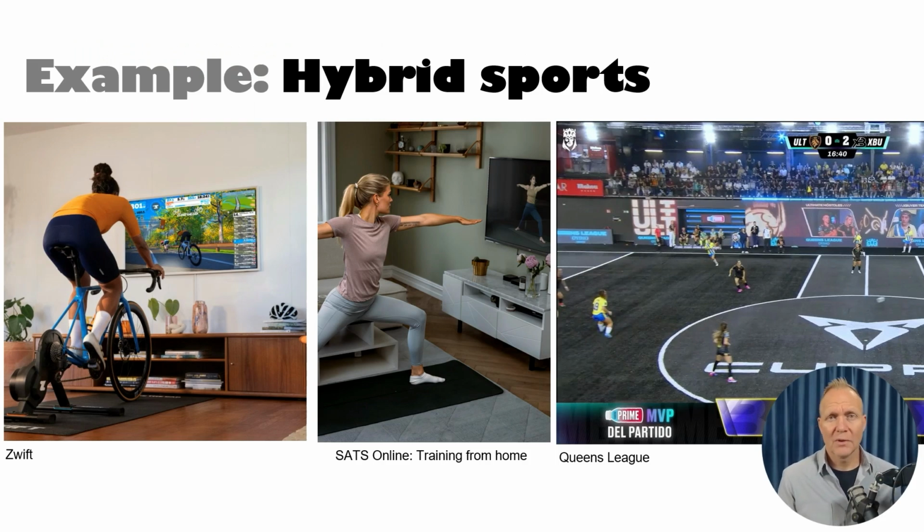Yet another example is when we make use of the data and the digital capabilities we have in sport and sport equipment. We see an example here on hybrid sport with a connected bike. So you do the physical activity on your bike, but that physical activity is manifested in the virtual world.